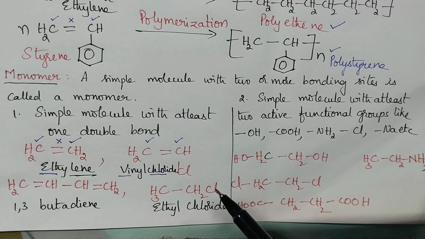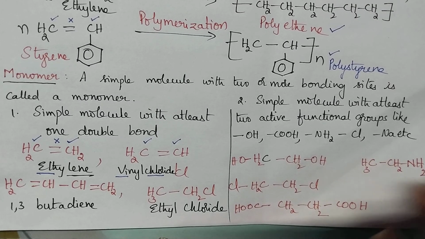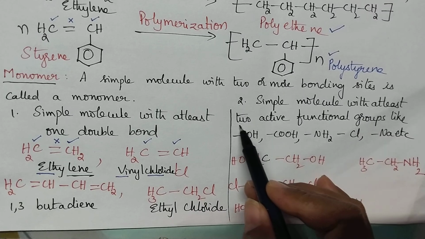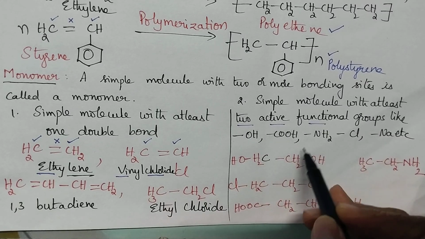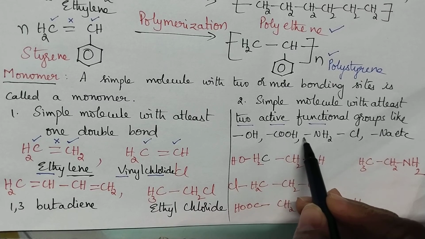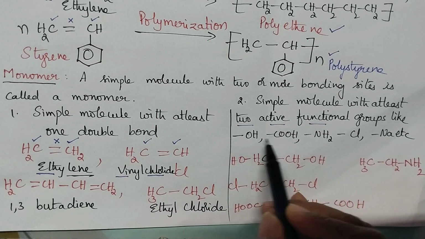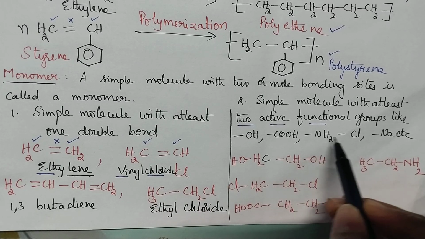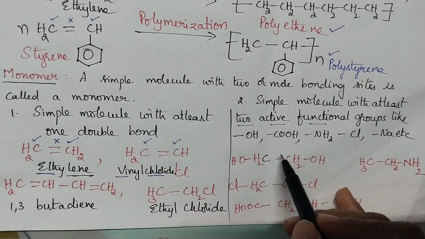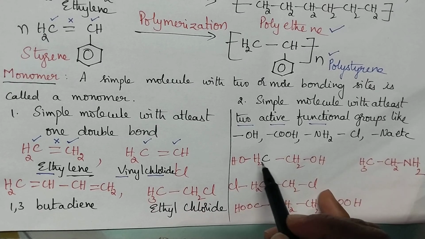In a similar way, there is another possibility for simple molecules to act as monomers. On the other hand, a simple molecule having at least two active functional groups can act as a monomer. Active functional groups means they are ready to participate in a chemical reaction, which generally includes the hydroxide group, acid group, amine group, chloro group. Even the presence of sodium will make the molecule participate in a chemical reaction very easily.